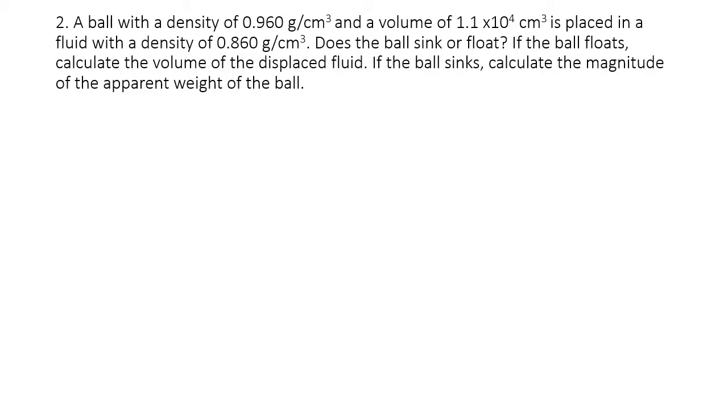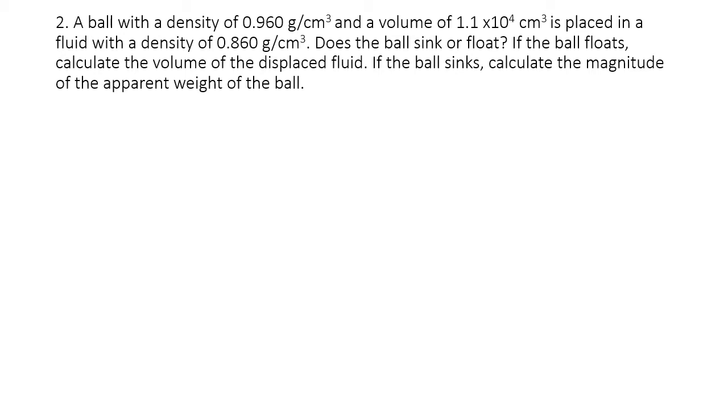Right, next problem. Number 2 says, a ball with a density of 0.96 grams per centimeter cubed and a volume of 1.1 times 10 to the 4th centimeters cubed is placed in a fluid with a density of 0.86 grams per centimeter cubed. Does the ball sink or float? If the ball floats, calculate the volume of the displaced fluid. If the ball sinks, calculate the magnitude of the apparent weight of the ball.